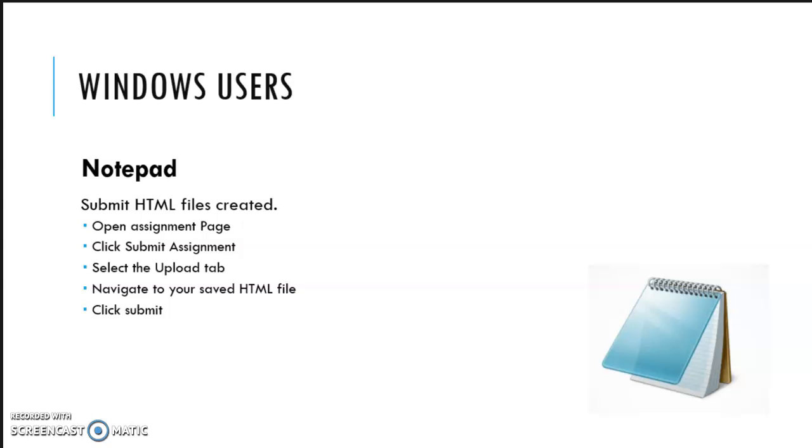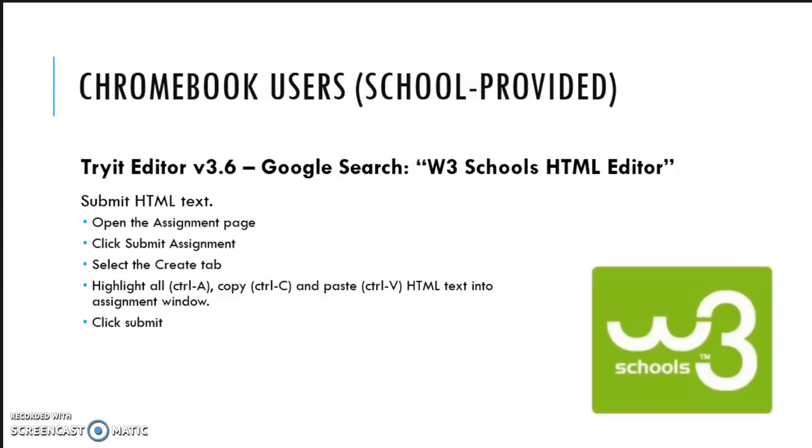So let's move on. We've got Chromebook users. Basically these are school provided Chromebook users, not that you own your own personal one. We'll go into that in a minute. With this, you have to use the Try It editor version 3.6, and I'm going to show you how to pull that up in just a minute. It's very important to understand school provided Chromebook users cannot use Caret or any other Chromebook extension. The extensions are locked down, so if you're using a school-provided Chromebook, you cannot use a Chromebook extension. Instead, you'll have to use the Try It editor.